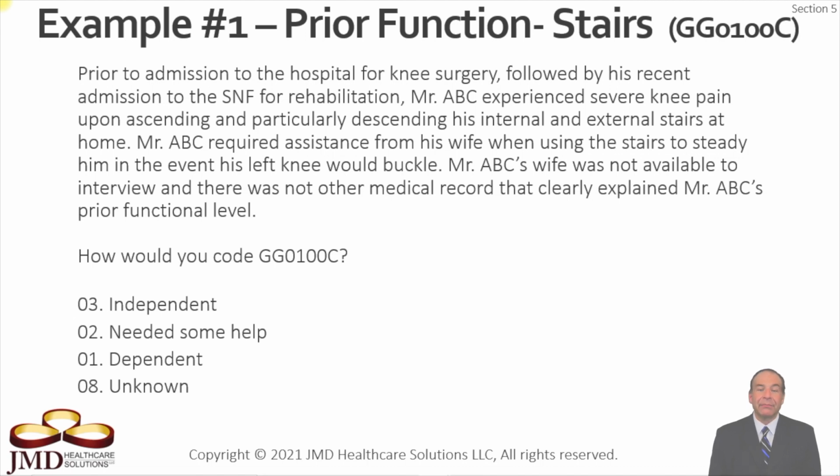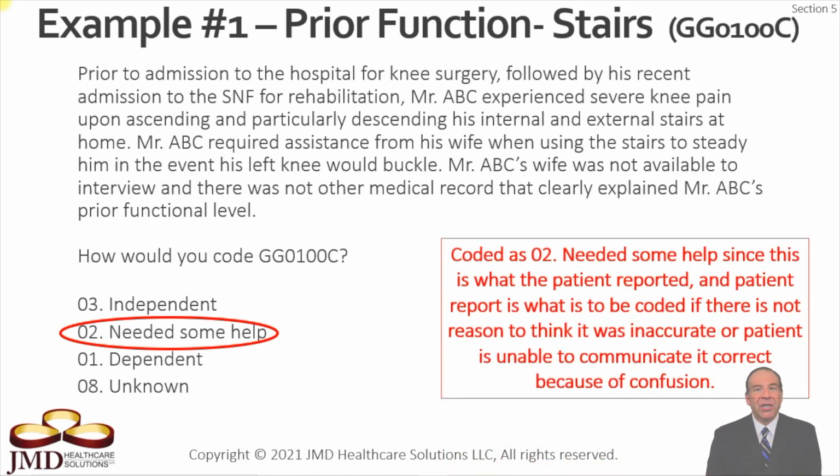But from what he said, and if you feel he's cognitively aware enough and everything else is making sense, he knows his address, he's alert and oriented ×3, this would be coded as 2, needed some help. He admits he didn't go up and down those stairs completely independently. He had to have his wife come with him and had to help him in case he got a little unsteady. So that would be the rationale. Needed some help since the patient reported it, and a patient report is to be coded as long as there's no reason that it is inaccurate or the patient is unable to communicate in a correct way because of confusion. So this will be what you would put it at.